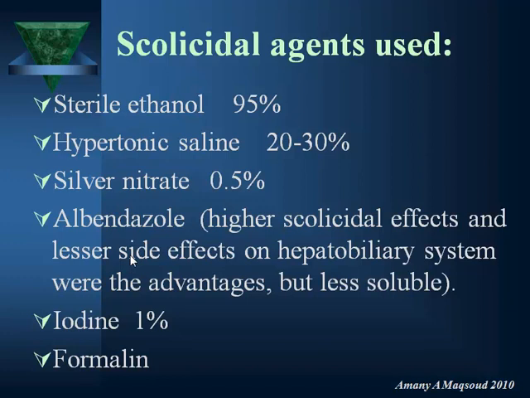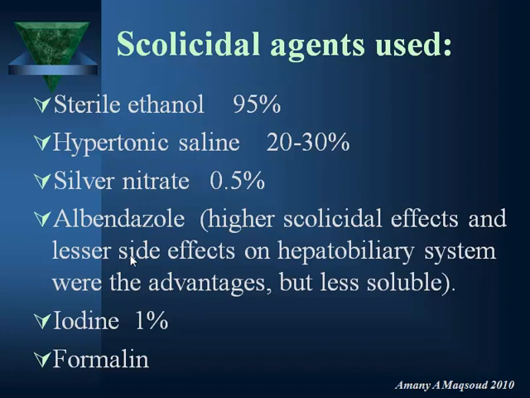Now, the problem with sterile ethanol is that, although it's very effective, it's highly inflammatory to the surrounding hepatic tissue and the biliary system. That's its only side effect, but it is highly effective. Hypertonic saline is also effective and has a less inflammatory reaction, but it is not aseptic, so it carries the risk of secondary infection of the cyst.